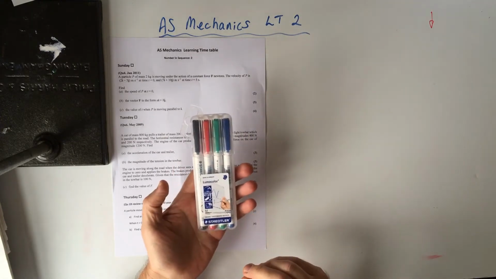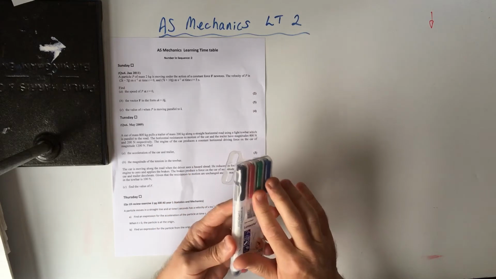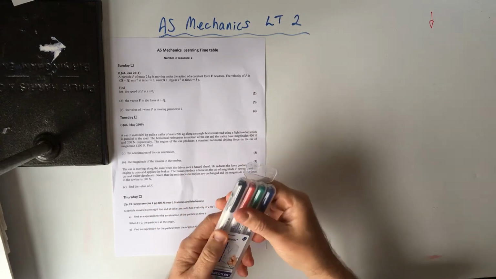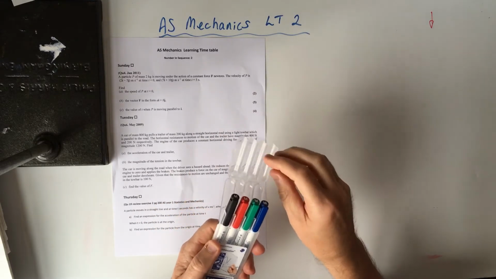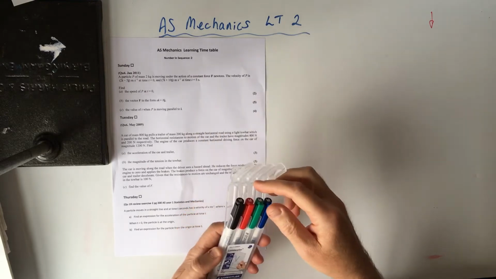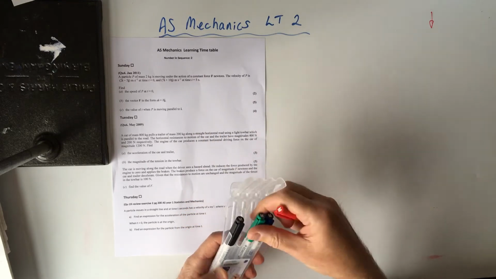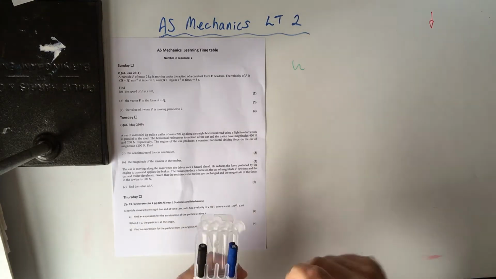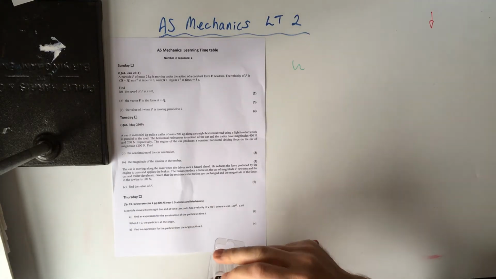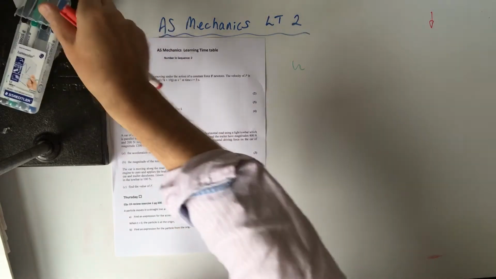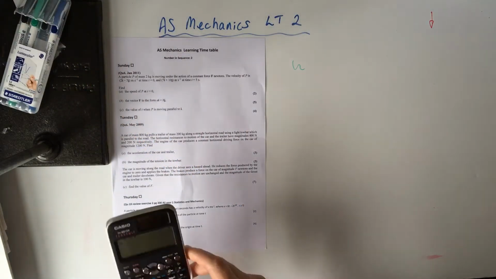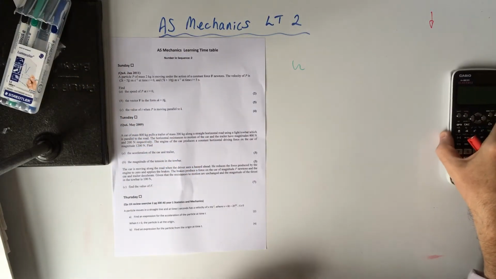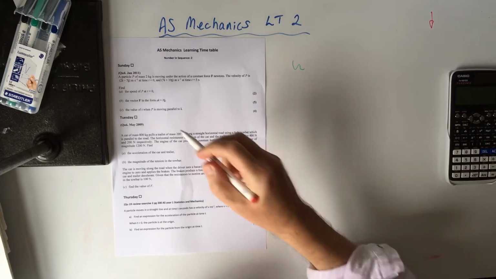Look what I found in the SLT stationery cupboard yesterday. Obviously, help myself to them. Beautiful. Okay, red or green. Let's see what the green's like. Oh, beautiful. I think I'll go with red for today. Okay, I've got my calculator. Yep, put that there.